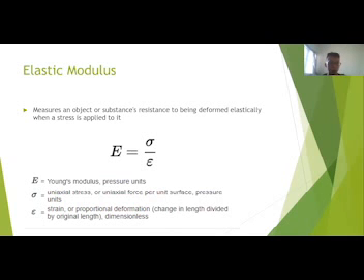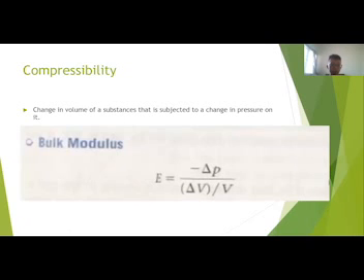So elastic modulus measures an object or substance's resistance to being deformed elastically when stress is applied to it. The equation is E equals stress over strain. E is Young's modulus. Compressibility is the change in volume of a substance that is subjected to a change in pressure on it. Normally, we use bulk modulus to calculate the compressibility.